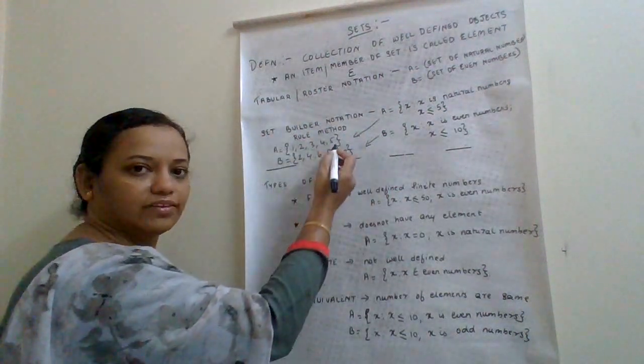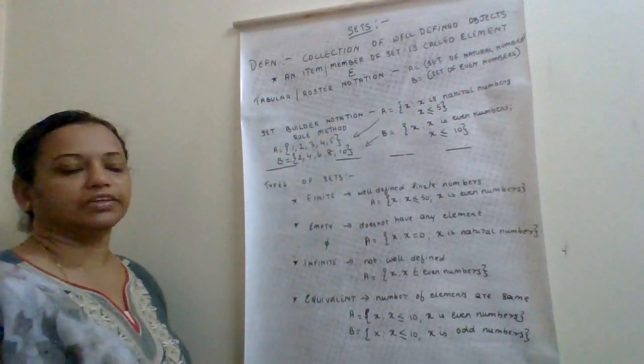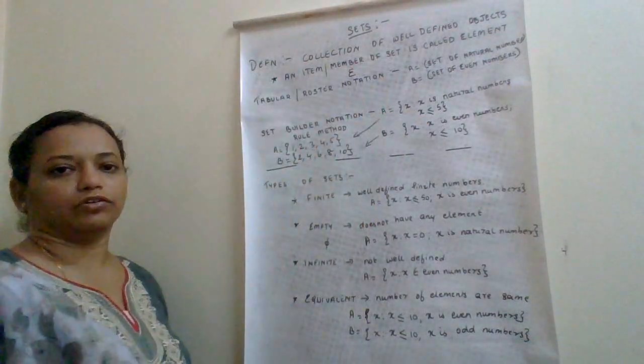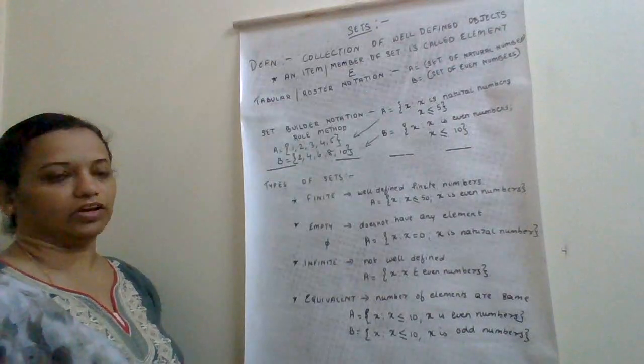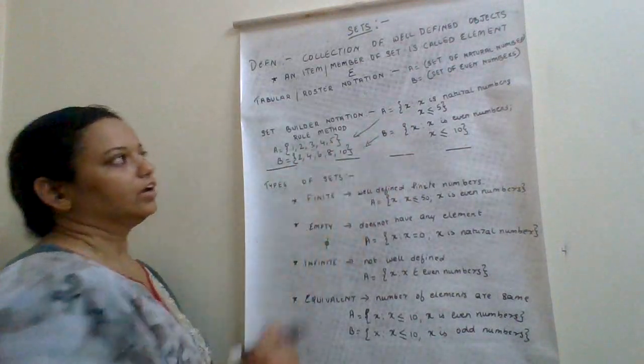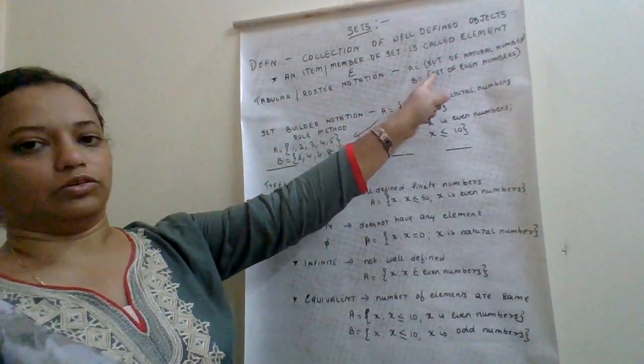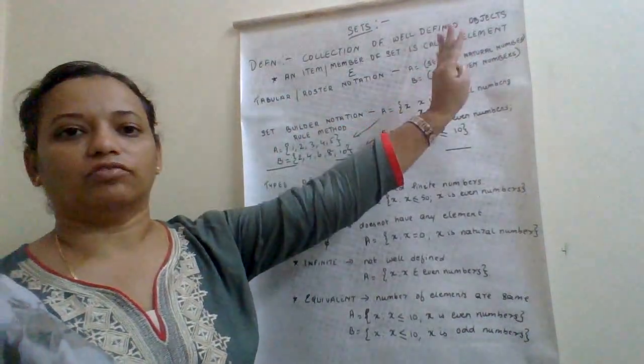They will give you this and they will tell you, please represent this in the set builder notation form or rule method. Okay, so it can be asked either way. Or they can ask the roster method also. That is very easy. You just need to write in words what it is.